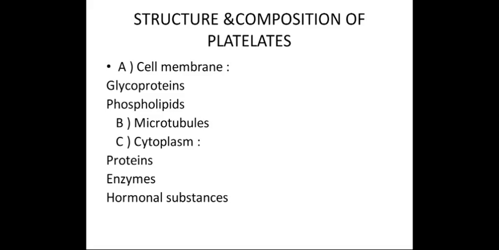Then we will see about the enzymes present in cytoplasm. These are ATPase, adenosine triphosphatase, and a second enzyme necessary for synthesis of prostaglandins. These are the enzymes present in the cytoplasm. Third, hormonal substances. These substances are adrenaline, 5-hydroxytryptamine, serotonin, and histamine also. These are the hormonal substances present in the cytoplasm.